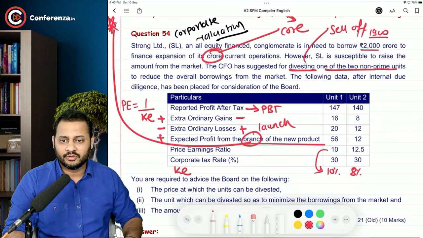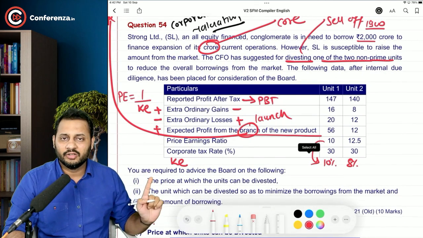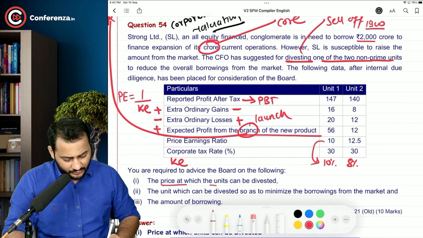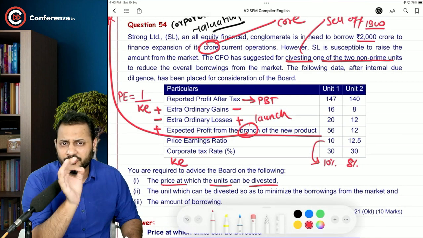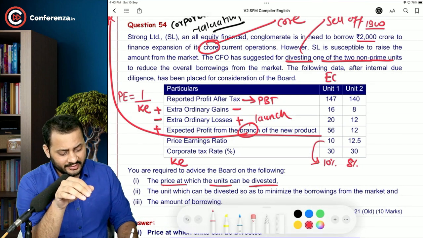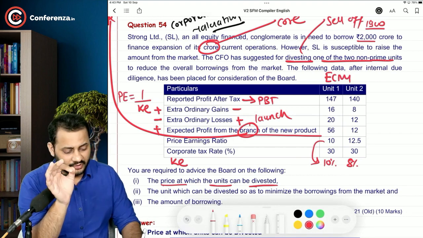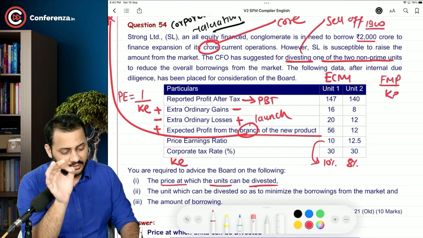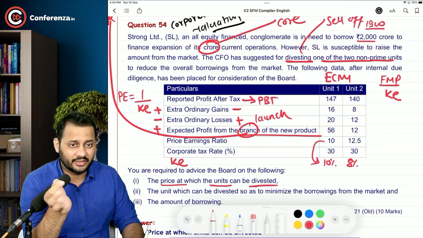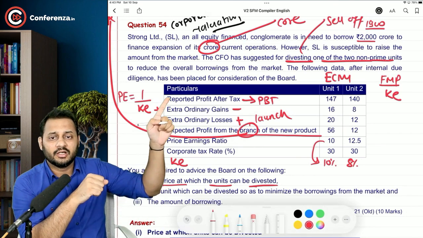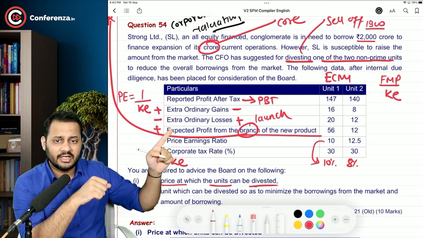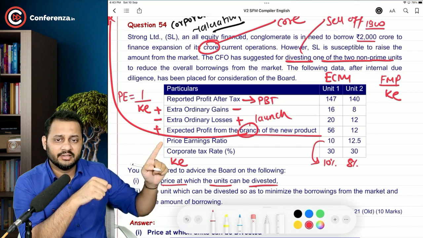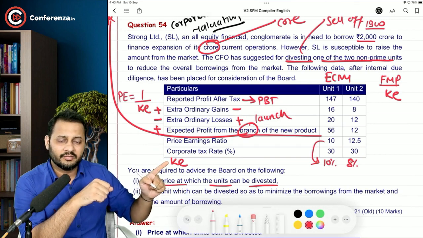Corporate tax rate is this much. Okay. You are required to advise the board on the following: the price at which the units can be divested. We have to find out the value of each unit. What should we do? It's very simple. We have to follow the earnings capitalization method. So we have to first calculate future maintainable profit divided by the cost of equity, and you will be ready with the market value. Now future maintainable profit: convert this profit after tax into before tax, deduct this gain, add back losses, add the profit from the new product, and then deduct the taxes, once again profit after tax, and then discount it or divide it by the cost of equity.